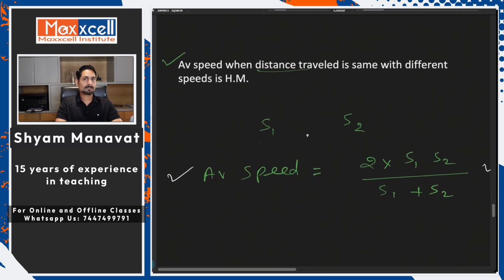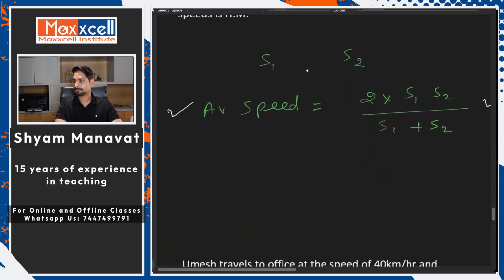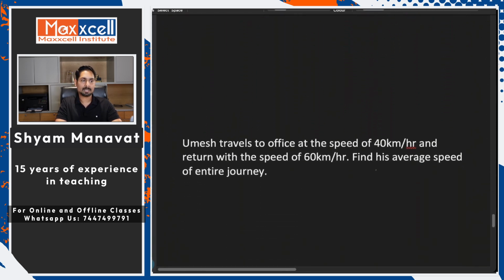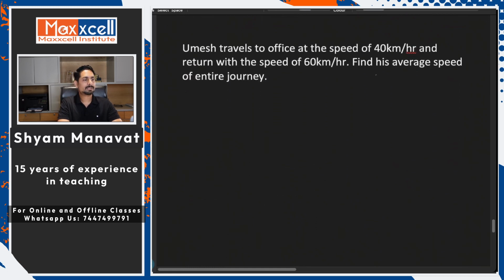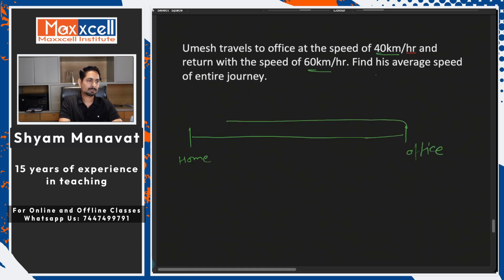Okay, great, fine. Let's apply. So this says Umesh traveled to office at speed of 40 kilometers per hour and returned with the speed of 60 kilometers per hour. So Umesh is going from, let's say, his home to office and return back.